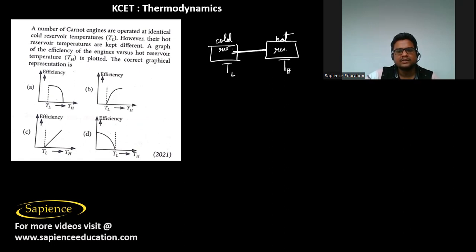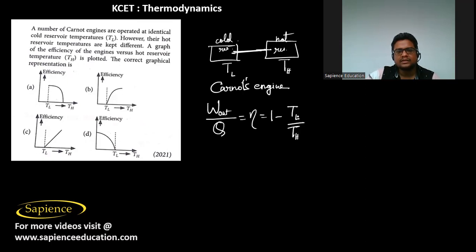Now they are being connected, and so this is the Carnot's engine. So here the work done by the engine, which is the output energy, by the energy input, which is the heat being supplied, that is called the efficiency of the Carnot's engine, and that is given as 1 minus TL by TH, where TL is the temperature of the cold reservoir and TH is the temperature of the hot reservoir.